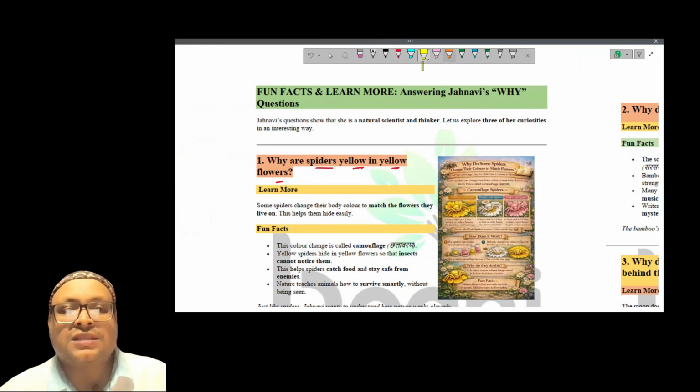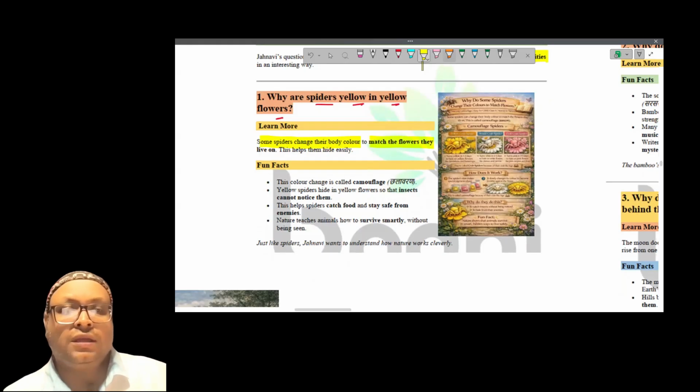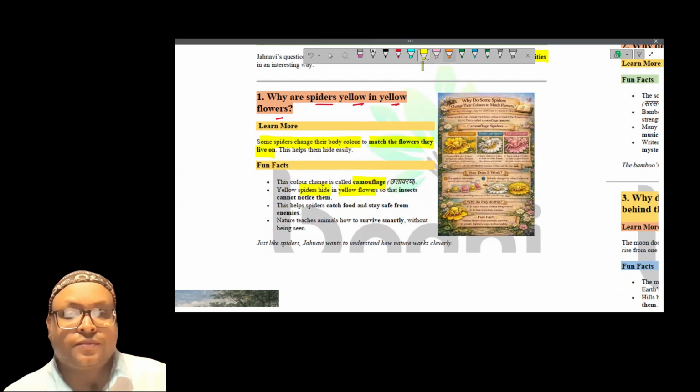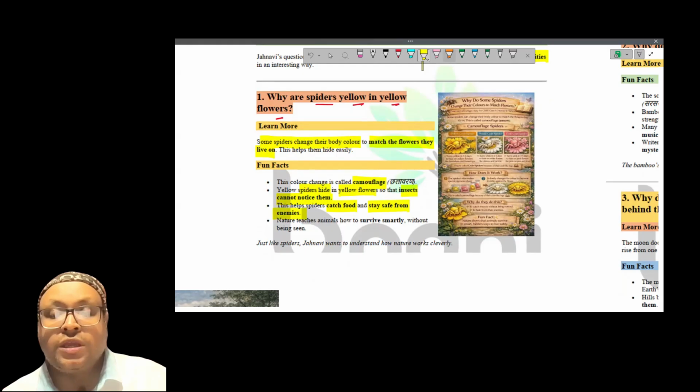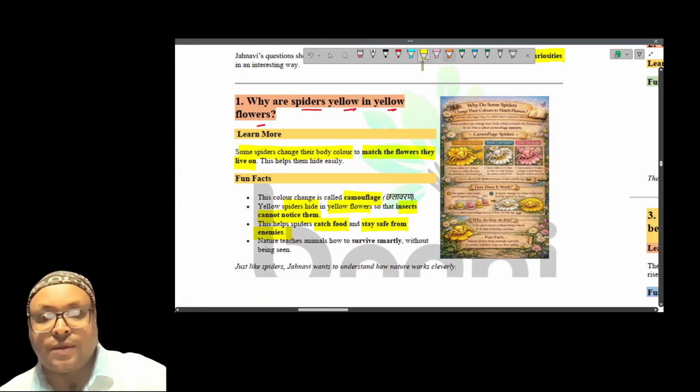Now, asking so many questions reflects the natural scientist and thinker inside Jahnavi. She is curious about knowing things. Now, some spiders change their body color to match the flowers they live on. This color change is called camouflage. Yellow spiders hide in yellow flowers so that insects cannot notice them. How does it help the spiders? This helps the spiders to catch food and stay safe from enemies, right? So here we have created one image where different spiders are discussed. You can get it from our content.